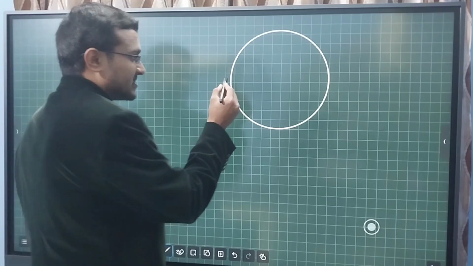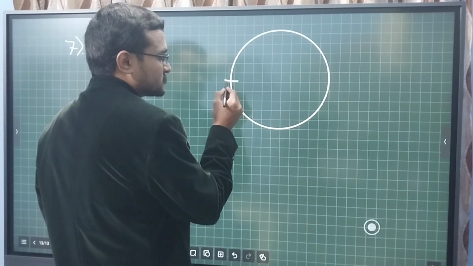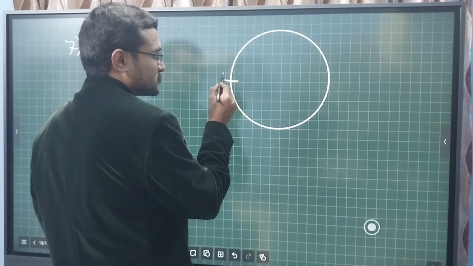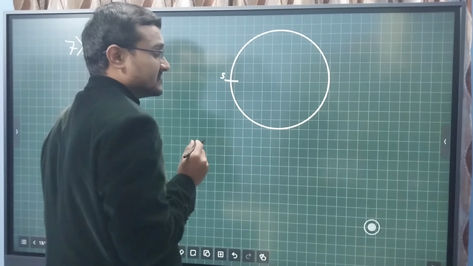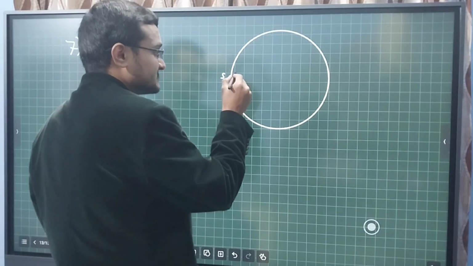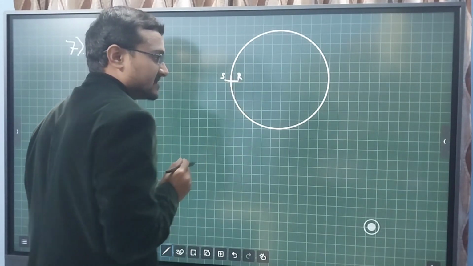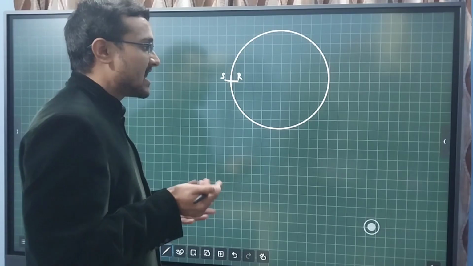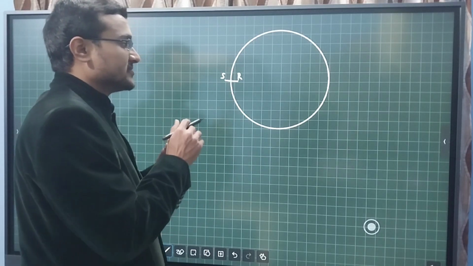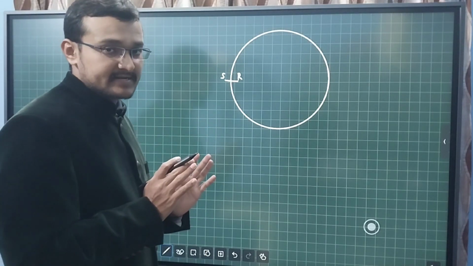In this circular path, there are 2 students. One student's name is Somika, so you can take that person's name as S. And one more student's name is Ravi, you can take that name as R. Now Somika and Ravi start from a starting point.